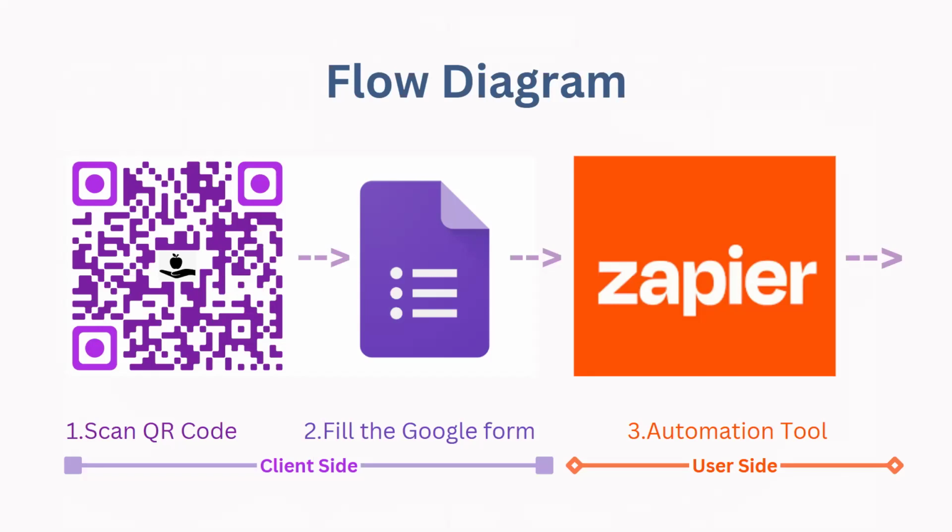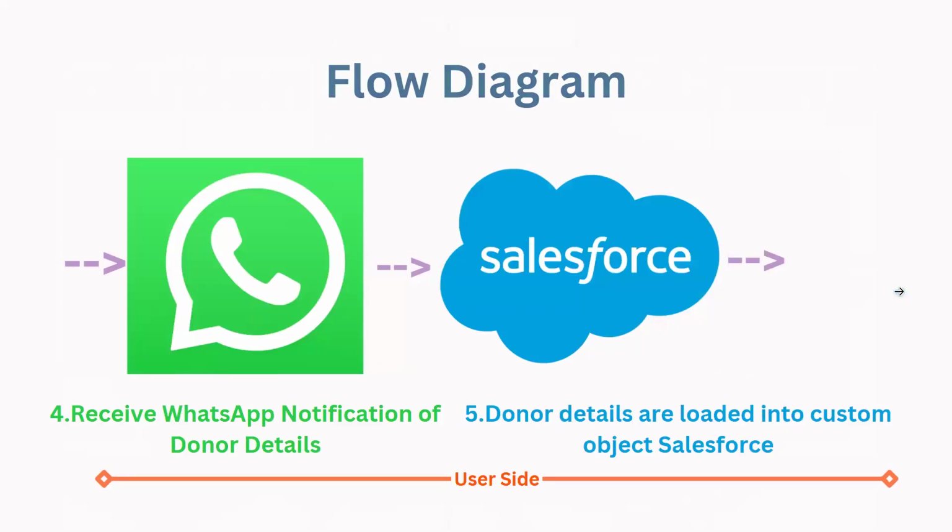Then he or she has to fill in the details such as name, address, email, and frequency of donation, whether they want to donate monthly, yearly, or only this time, as it varies from an individual to an organization. Then these records are mapped to the custom fields of the donor object in Salesforce using an automation tool named Zapier. We have used Zapier as a base, bringing the Google form, WhatsApp, and Salesforce together.